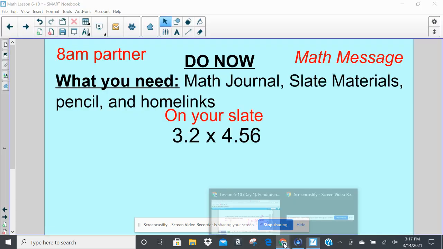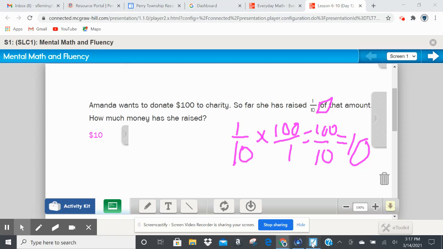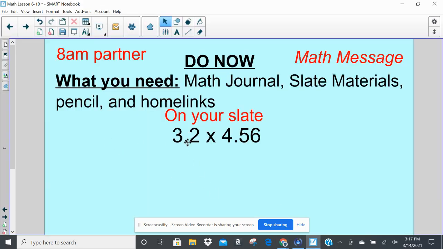For our lesson today, I want you to begin on your slate, or if you have a piece of paper, go ahead and solve the given problem. 3 and 2/10 times 4 and 56 hundredths. Go ahead and solve that now, and we'll check to see if you got it right here in a moment.